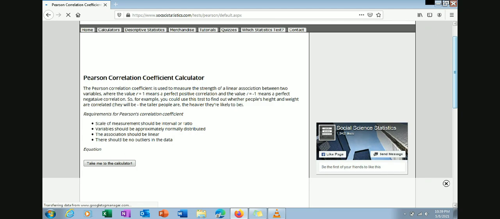value r equal to 1 means a perfect positive correlation and the value r equals negative 1 means a perfect negative correlation. So, for example, you could use this test to find out whether people's height and weight are correlated. The taller people are, the heavier they're likely to be.